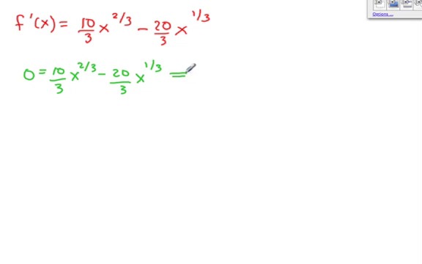Could you factor out a 10/3? I could, but I won't. I can multiply both sides by 3, then divide by 10. I think what I'll do is put this whole term over on this side, like you did in the first one. Same technique, and then we'll start getting x alone. So 20/3 x to the 1/3 equals 10/3 x to the 2/3. Let's just do that now.